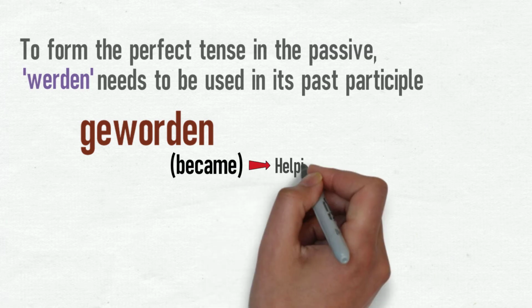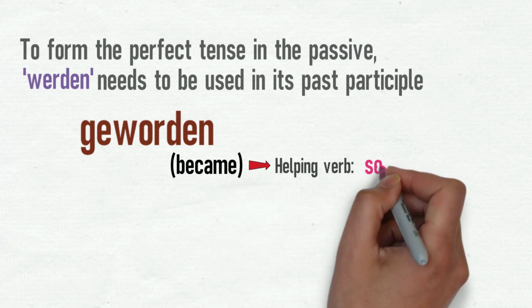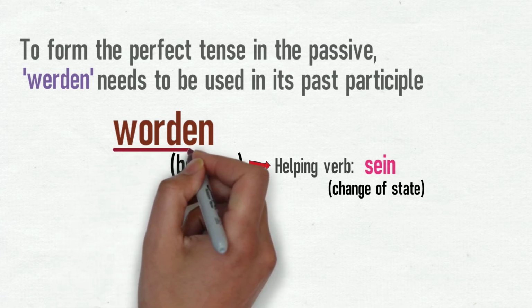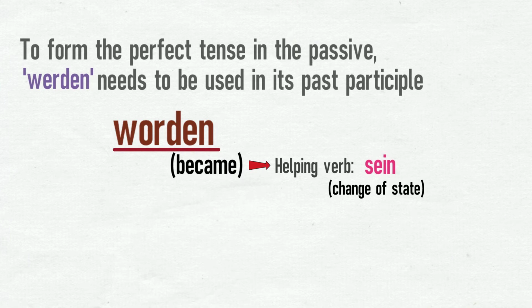This means that the helping verb used with this past participle is sein, as there is a change of state when becoming something new. When we form the perfect tense in the passive, we actually remove the ge prefix from the verb geworden, which means that in each of these examples, the sentence will end with the word worden. There's an in-depth explanation of why this happens, but for now, it's best just to believe me.